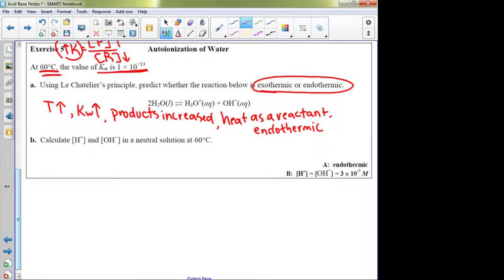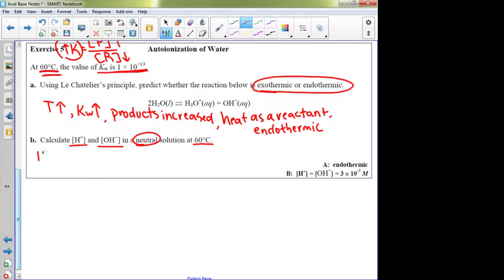So B says calculate the concentration of hydrogen and hydroxide in a neutral solution at 60 degrees Celsius. What do I know about hydrogen and hydroxide in a neutral solution? That they're the same, correct? They have the same concentration.